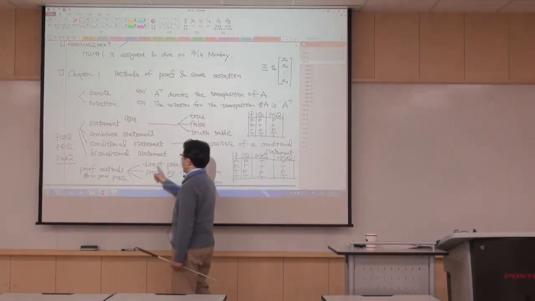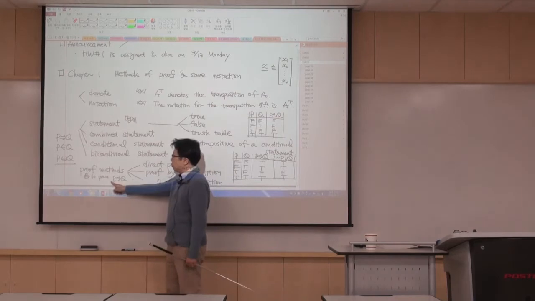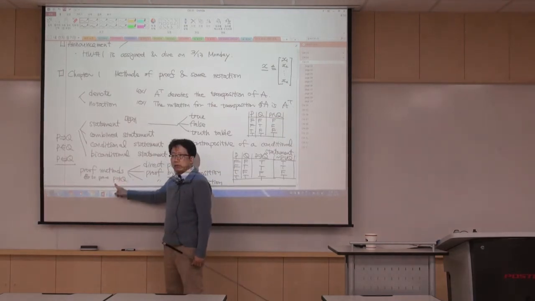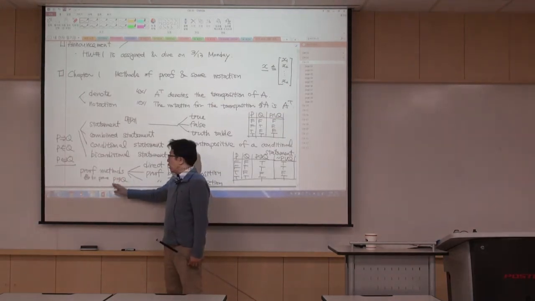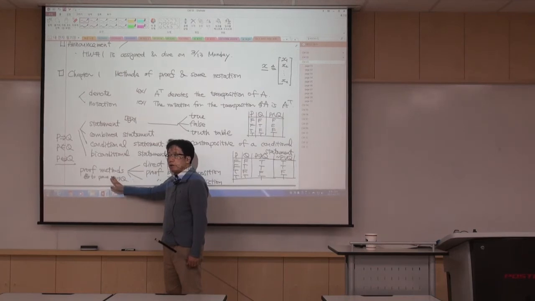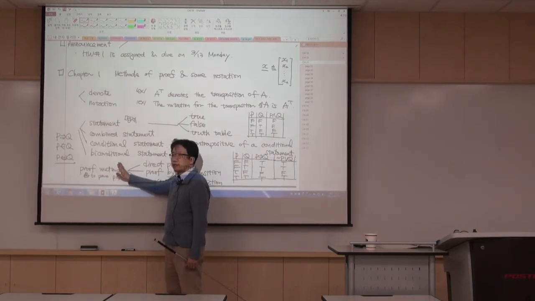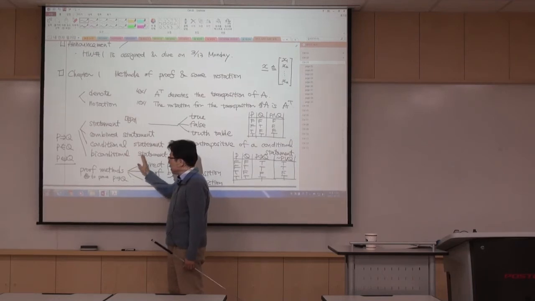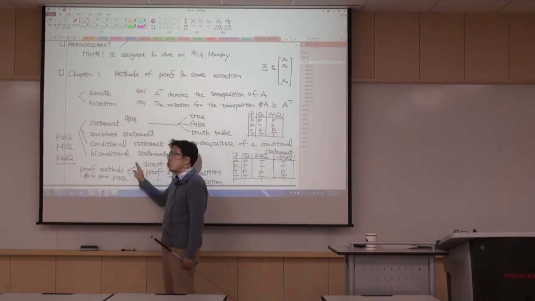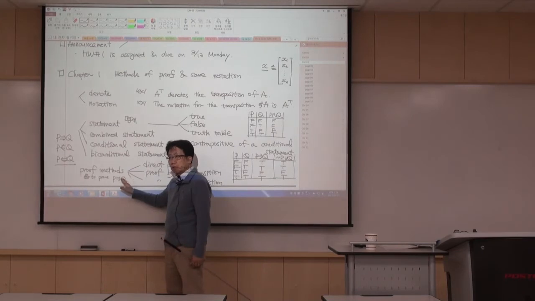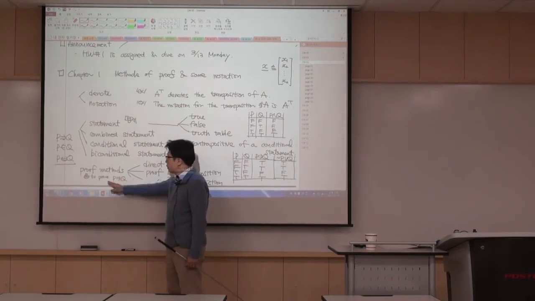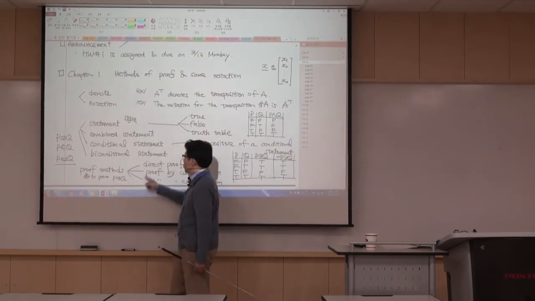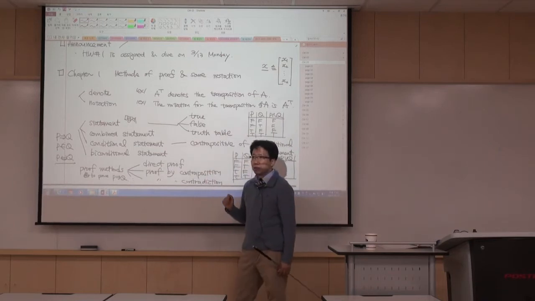In the direct proof method, you start from the truthness of P. And what you do is that this truthness implies the truthness of another statement, which implies another one, and eventually it implies Q. Then we have proved this conditional statement using the direct proof method. Okay? Got it?